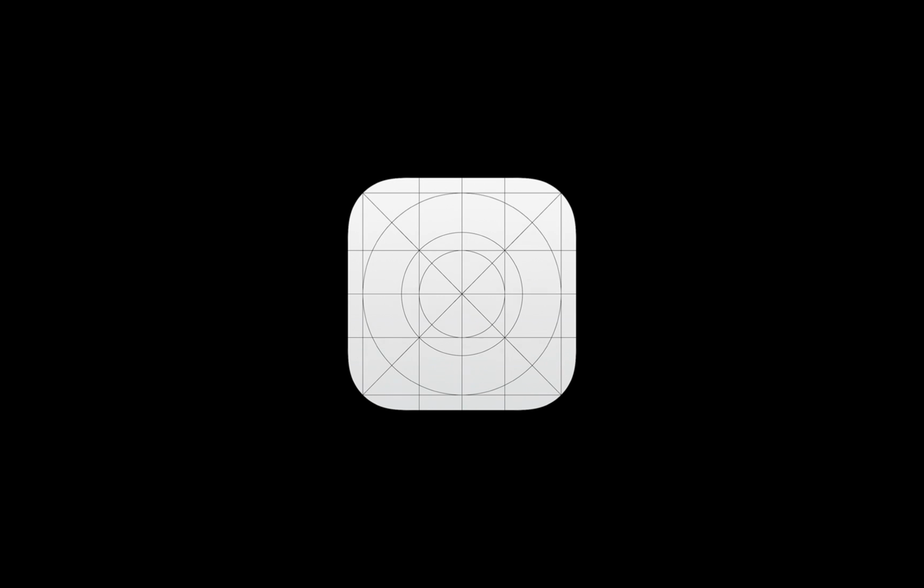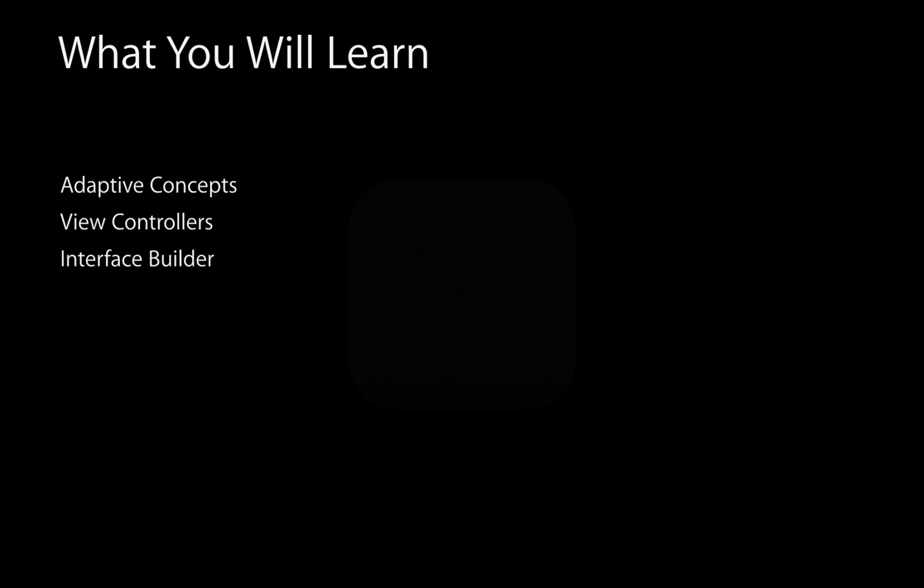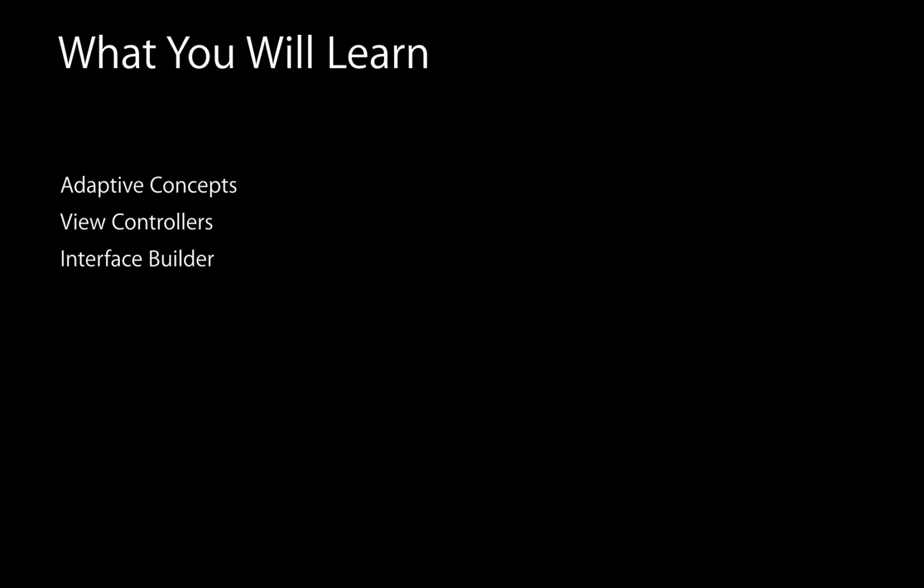Well, in iOS 8, we want to make it simple for you to build one application that's both universal and able to adapt to all of these different devices, screen sizes, and orientations. So today, I'd like to tell you about some new concepts that we've added for adaptivity inside of UIKit. And then we'll take a look at some of the changes we've made to both view controllers and Interface Builder to support this new adaptive world.